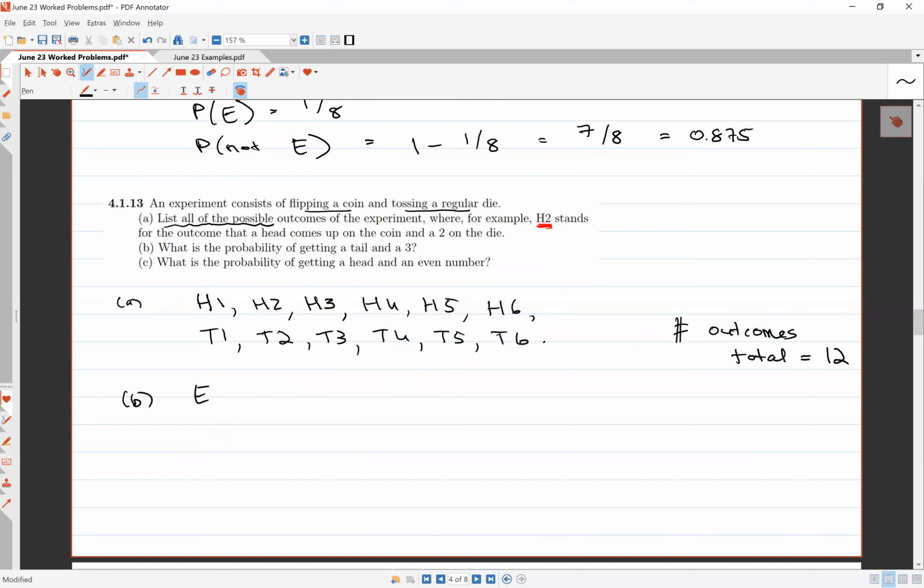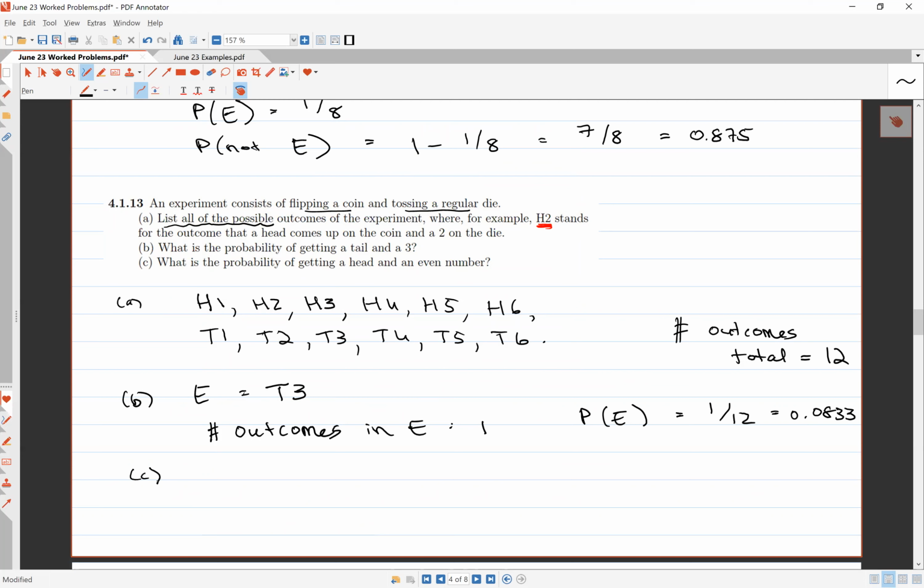So next, we want to calculate the probability of the event that we get a tail followed by a 3. How many of the outcomes actually give us a tail followed by 3? Only one of them. So the probability of E here is going to be 1 over 12. And if you're asked to express that as a decimal, you would write that as 0.0833 rounded to 4 decimals.